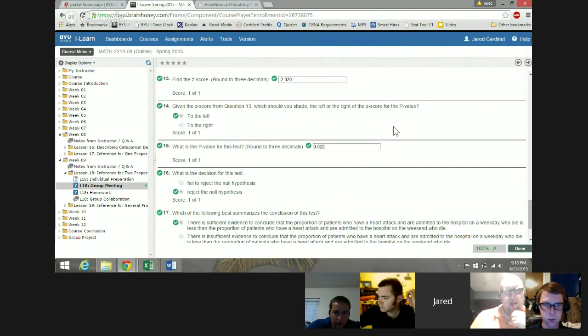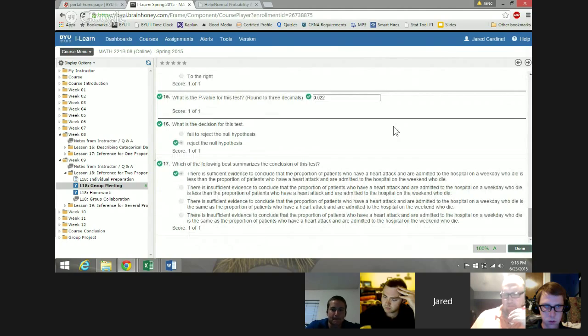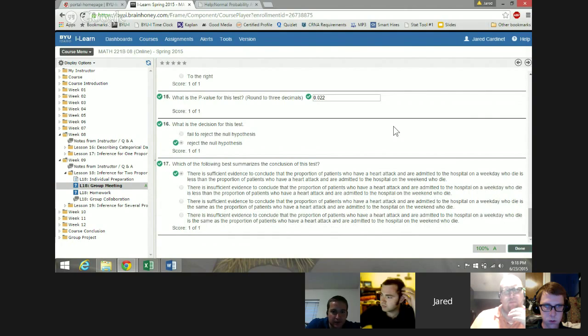Now you want to shade to the left. Yep. That should give you a p-value of 0.022. Yep. So you reject the null, and there is sufficient evidence to conclude that the proportion of patients who have a heart attack and are admitted to the hospital on a weekday who die is less than the proportion of patients who have a heart attack and are admitted to the hospital on a weekend who die. And that's the first choice. Yep.